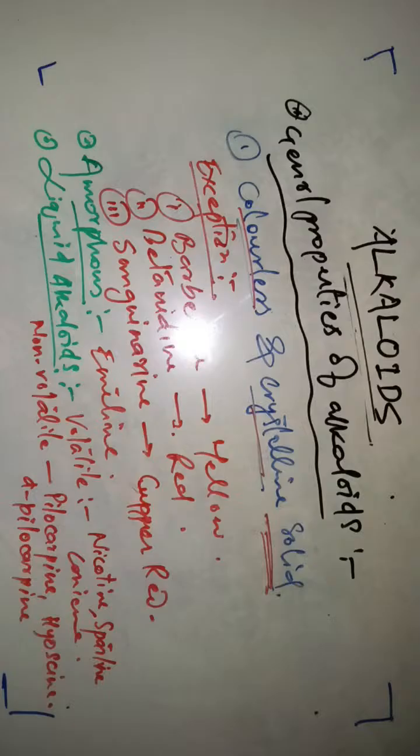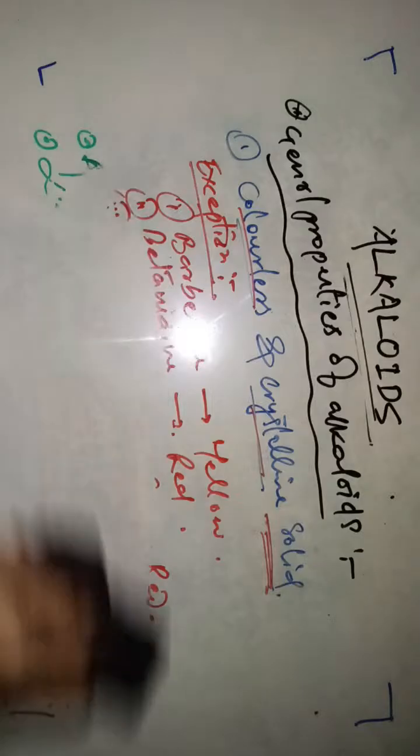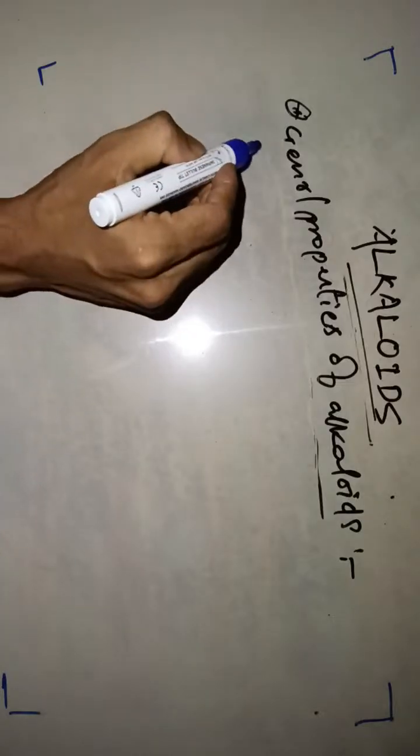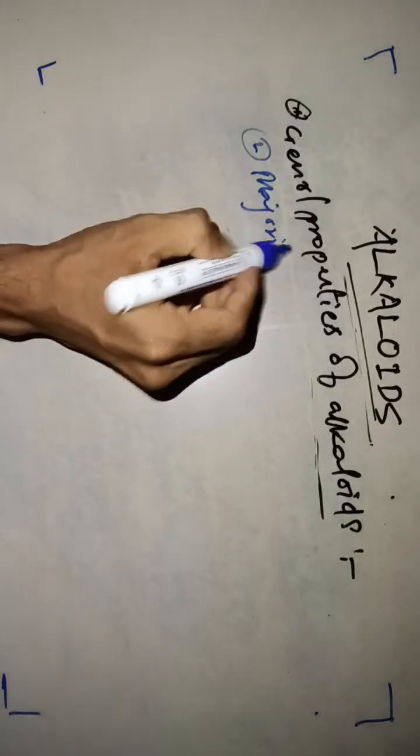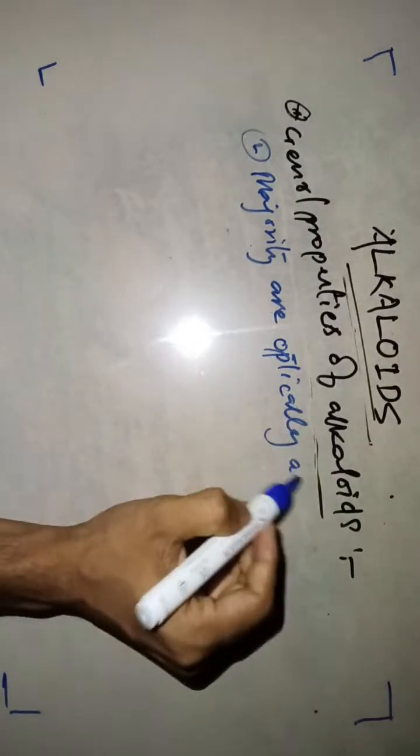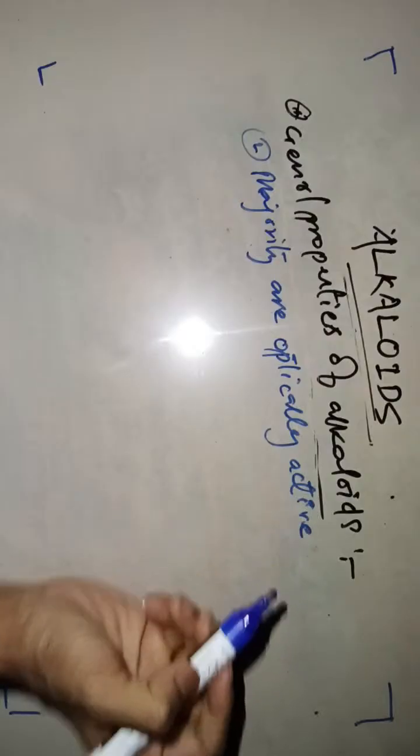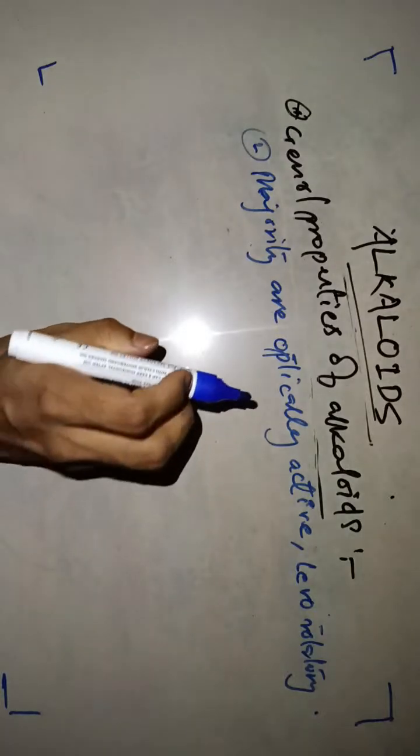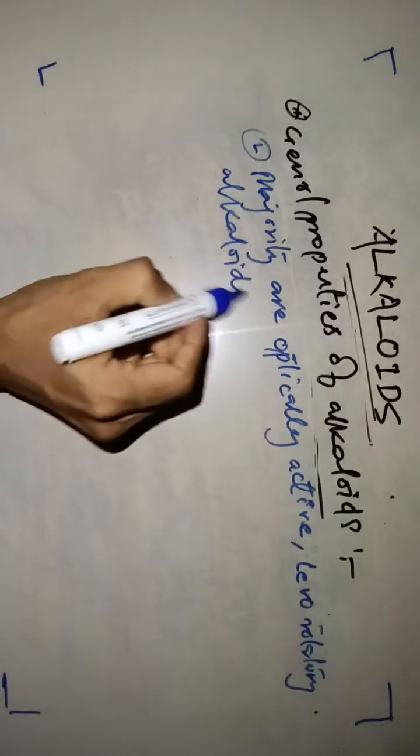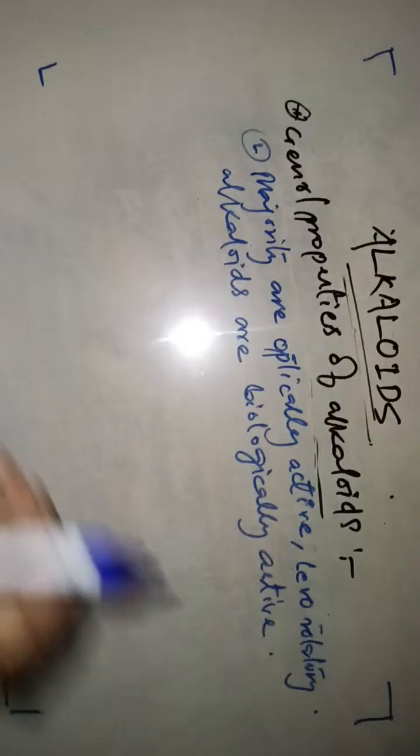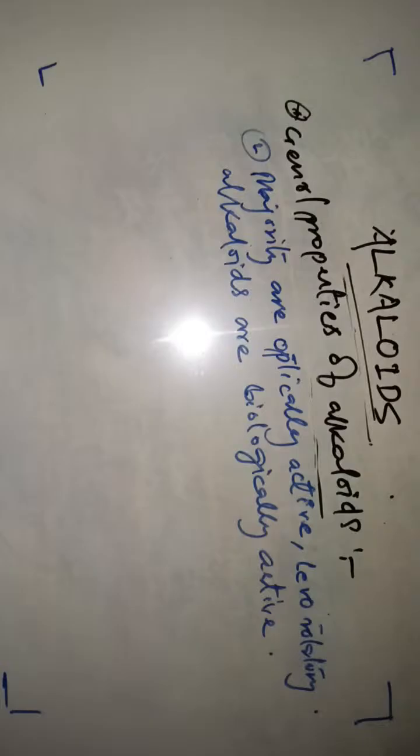Number two, the majority of alkaloids are optically active. Majority of the alkaloids are optically active, and the levorotatory alkaloids are biologically active. So, number two, the majority are optically active. Levorotatory alkaloids are biologically active. Some exceptions are there.